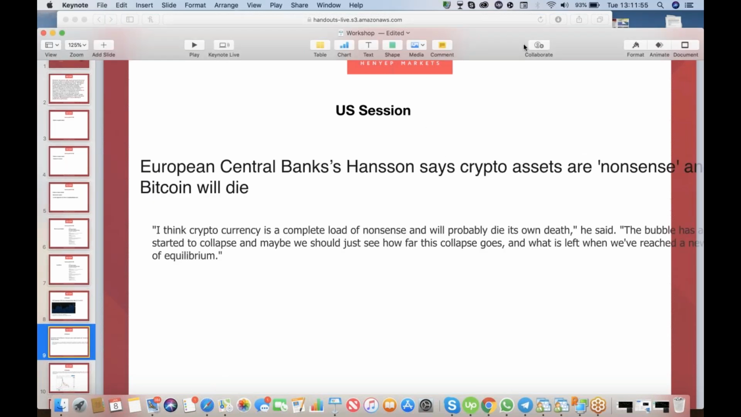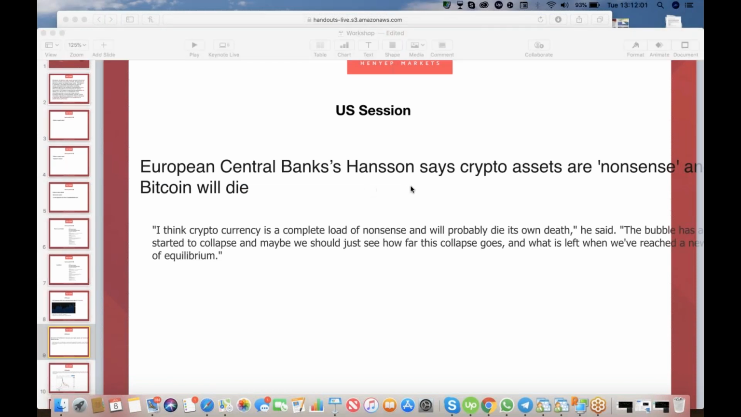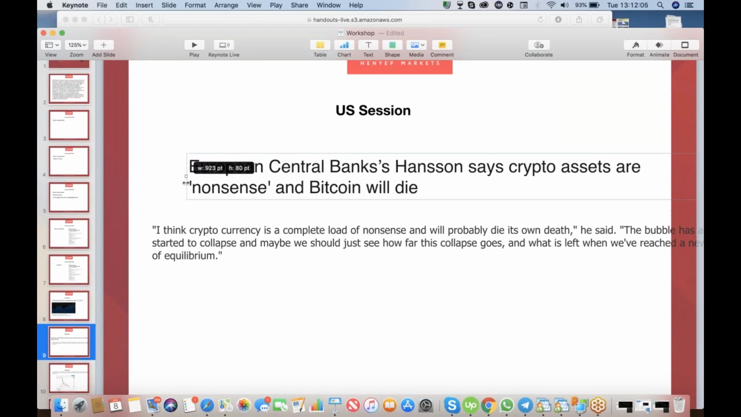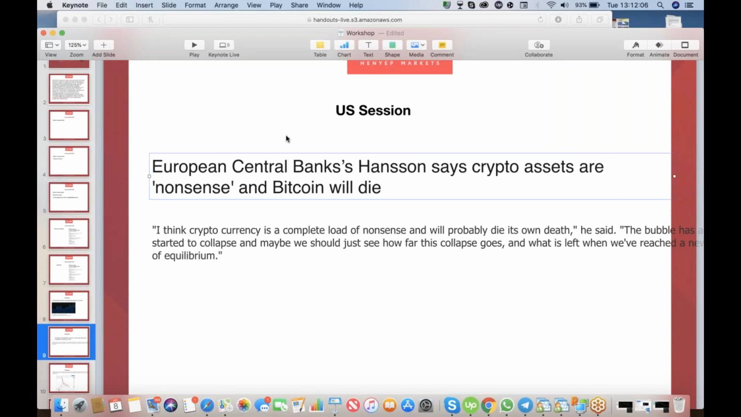Later on in the US session, we also had an interesting remark from the European Central Bank's Hansen, who said that crypto assets are nonsense, and that Bitcoin will die. Obviously, Bitcoin has got a lot of media attention recently, so this was worth pulling up.